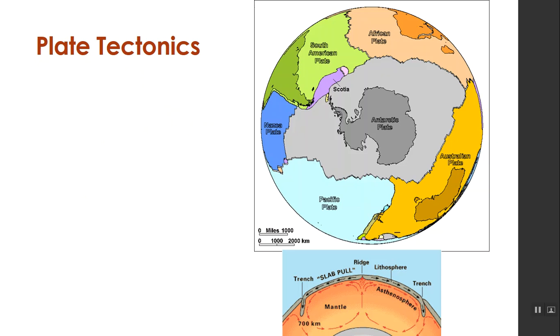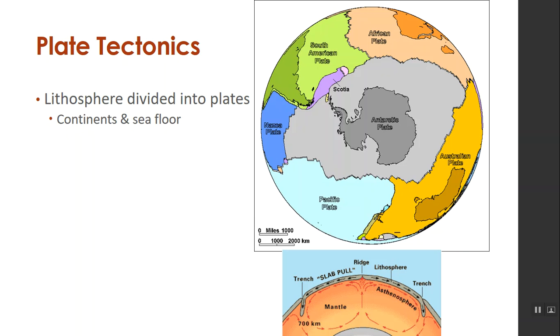So the theory of plate tectonics is that the lithosphere is divided into plates. And we can see where these divisions occur quite well. This includes the continents and the seafloor. So it's not just the continents that are moving, but also the seafloor. You can see this in this image right here. The Antarctic plate includes Antarctica, but also all of this seafloor around it. So continents and seafloor are often on the same plate, not always, but often.